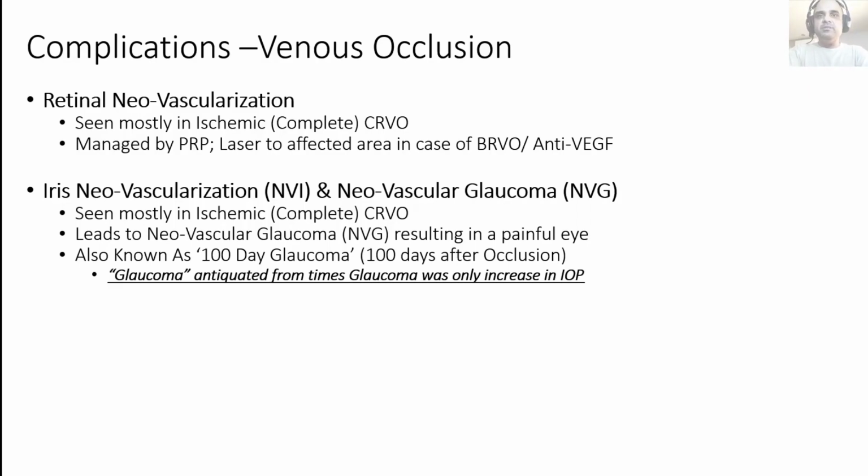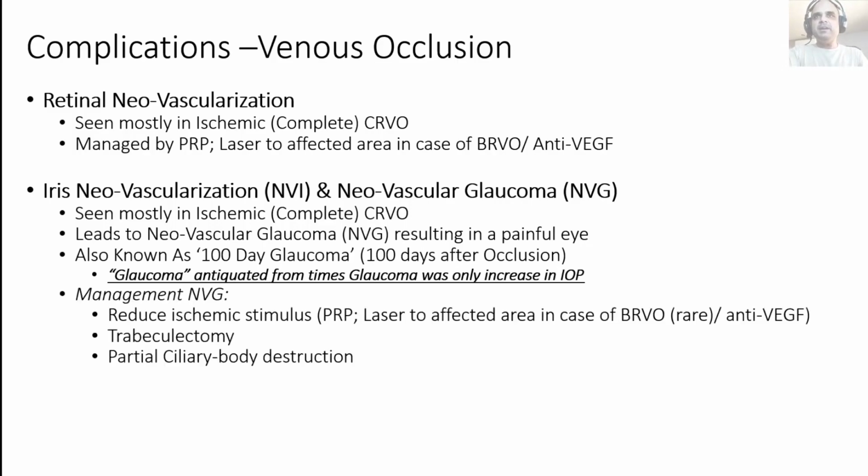The glaucoma term used here, when we refer to it as 100-day glaucoma, was set in antiquity, because at that time glaucoma was simply defined as increase in IOP. So neovascular glaucoma is slightly more appropriate a term. Management of NVG, neovascular glaucoma, we have talked about before when we were talking about diabetic retinopathy, as well as more extensively discussed when we were talking about angle closure and angle closure glaucoma.